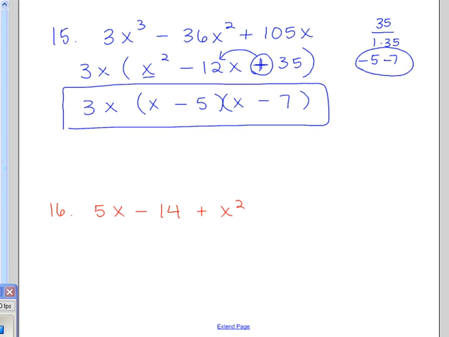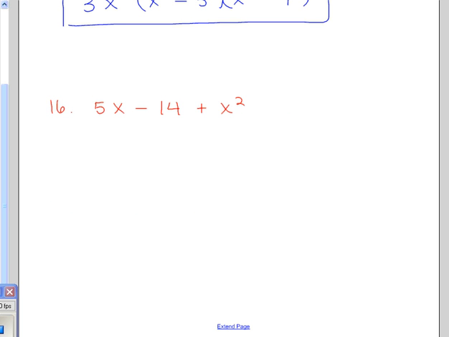Number 16. The one thing you need to see about this problem is that it's not in descending order. When you're factoring, you always want the highest degree term to be first. So that means I want this x squared to be first, and then the positive 5x, and then the negative 14. So before you factor, put your polynomial in descending order. So now, do we have a common factor? No, just a trinomial that we want to break down.